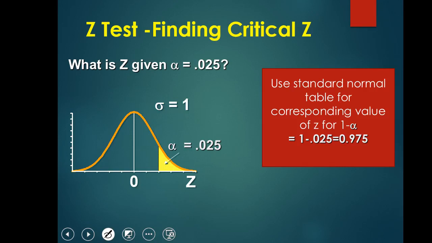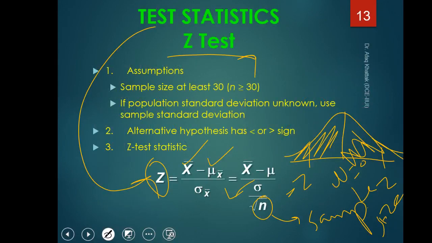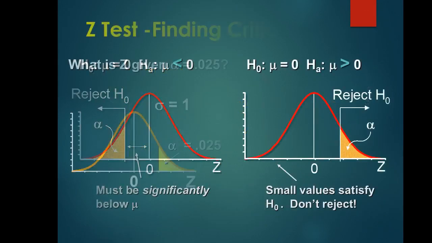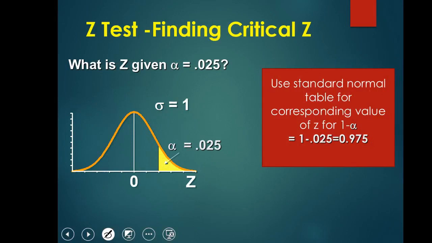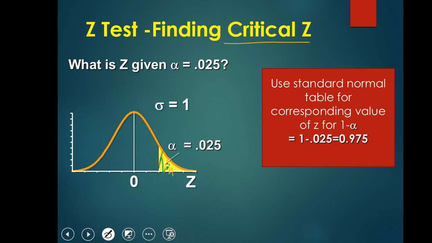So, finding the critical z. Now we already calculated our z test value. As I said, we need to calculate the critical z and then see whether our z-score value falls within the rejection region or in the acceptance region. So the critical z value will define the rejection region.